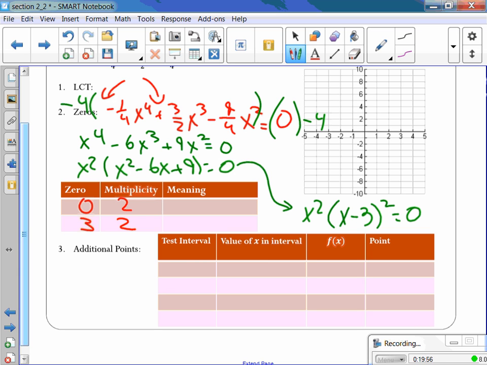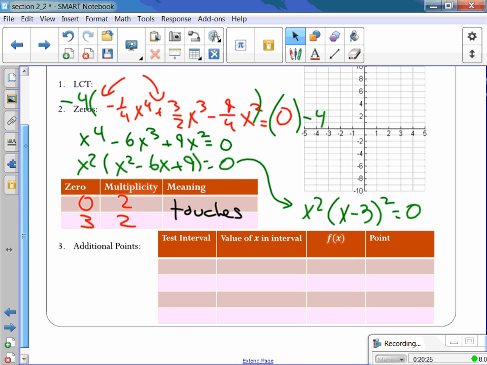What does that mean, Nicole? It's touching. Absolutely. They touch the x-axis, never crossing. And this is all going to be either completely above the x-axis or completely below the x-axis, never crossing over. So we only have to do one test, but you still want to find some additional points.